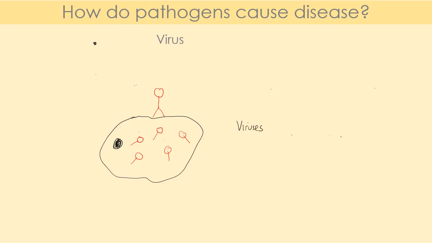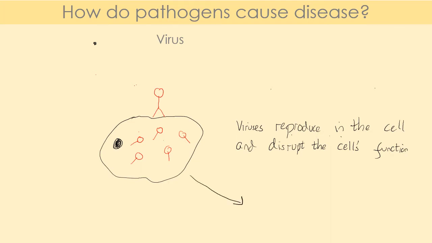So viruses reproduce in the cell and disrupt the cell's function. After a while, the cell undergoes a process called lysis, which means to split. The cell will split open and release all of those new viruses into the bloodstream, where they can go and affect more cells.